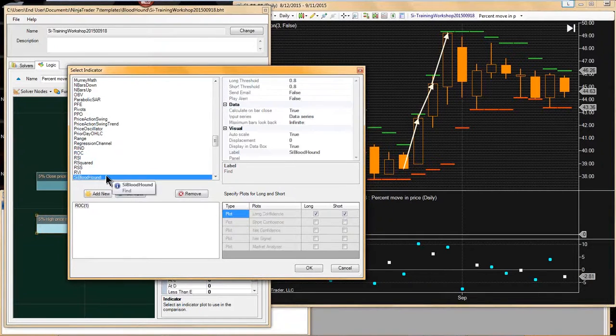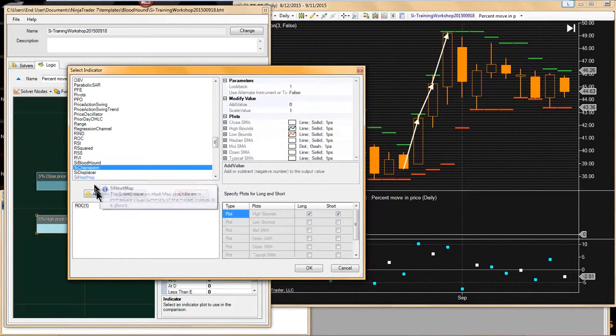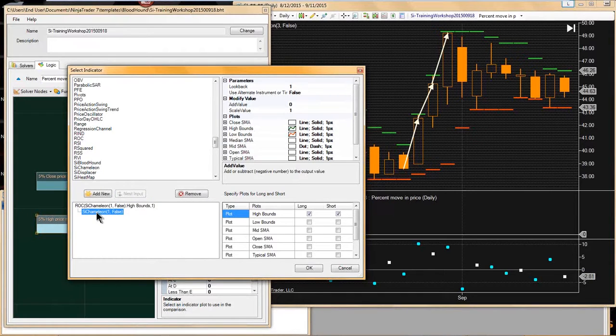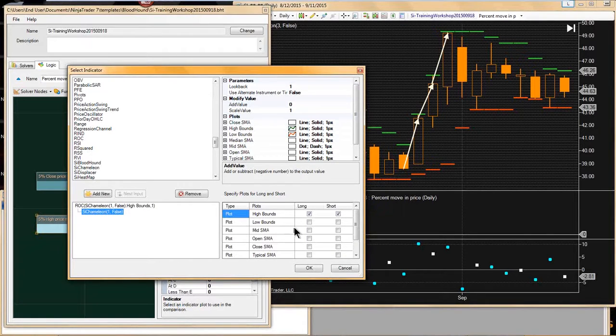Now we need to feed the high price into the rate of change. To do that, we can use Chameleon. This is kind of what Chameleon was built for. One of its primary purposes is that we can use this nested input. So now you can see Chameleon is fed into the rate of change. You can even see that up here: rate of change, and SI Chameleon is what's being fed into it. With Chameleon, we can use the high price to generate long signals, and we can feed the low price into Chameleon as well to generate short signals, to see if the low price makes a 5% move.